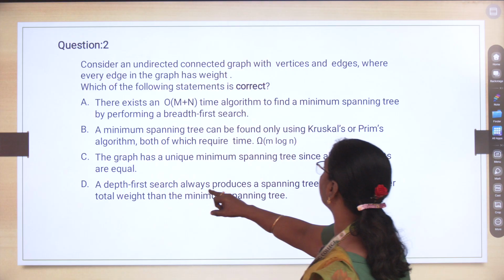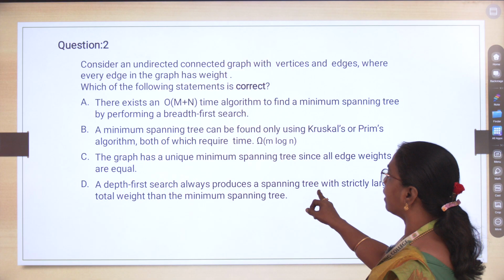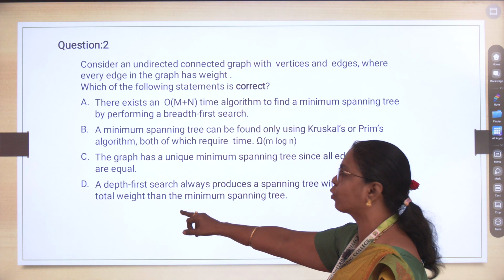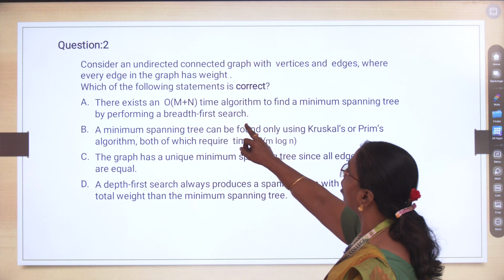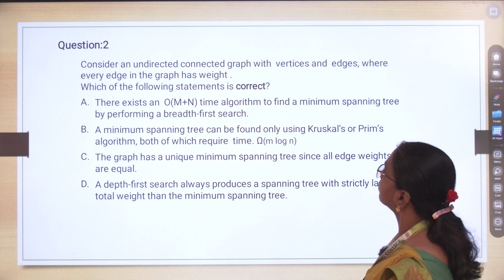The fourth option: depth first search always produces a spanning tree. Here it strictly follows the concept of total weight with the minimum spanning tree. This option is also false. So the correct option is A.